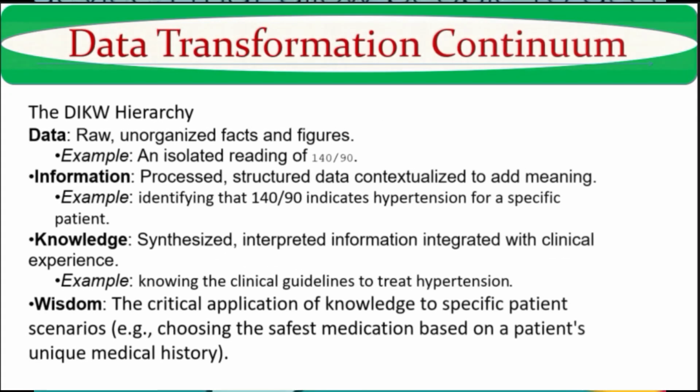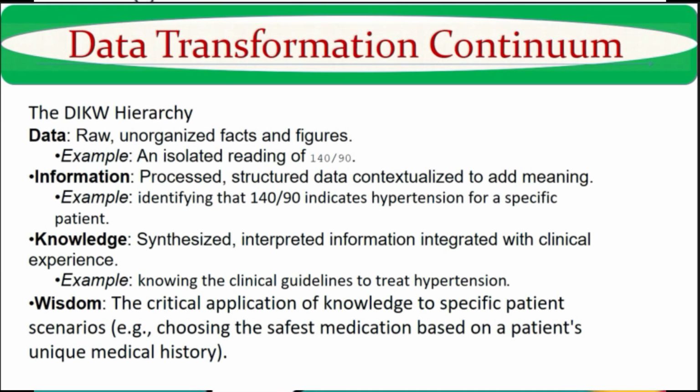The data transformation pipeline: how information is generated. Here we have data, especially how a raw number on a patient chart turns into life-saving medical decisions. This is explained by the data, information, knowledge, and wisdom model.